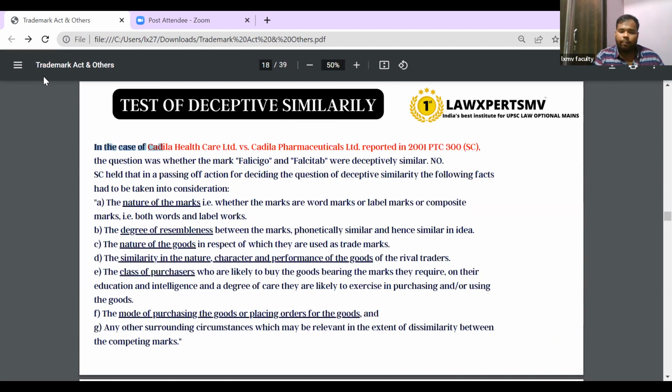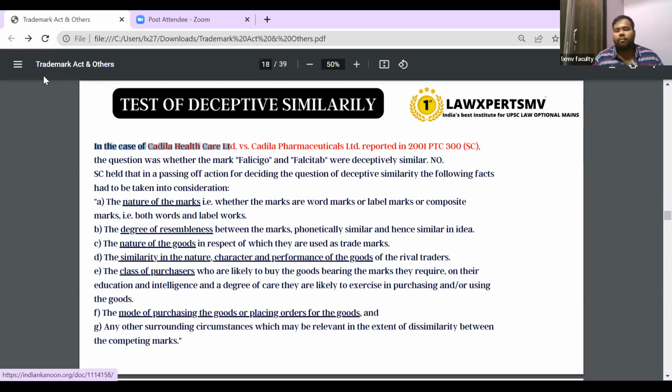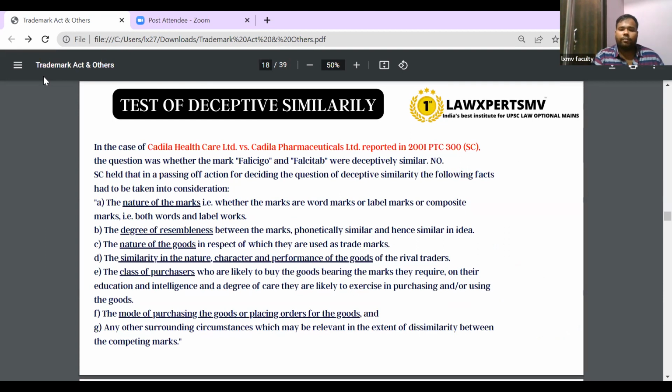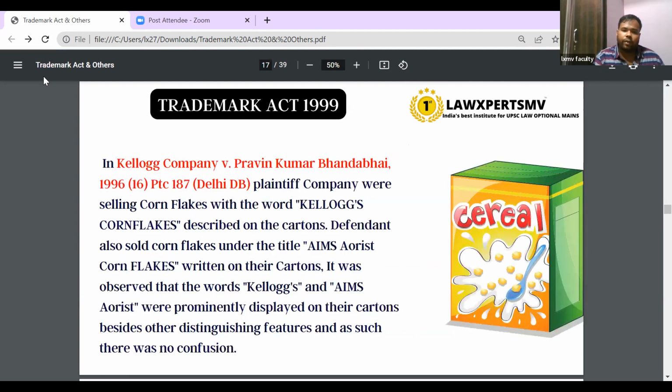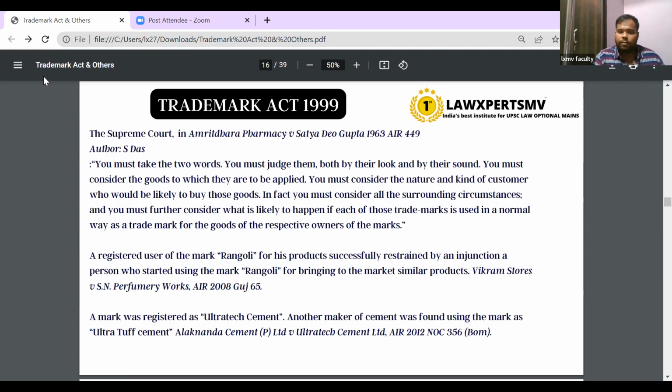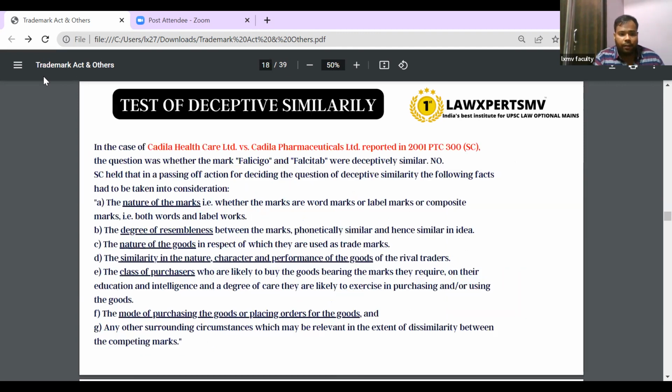So this is also a very important case, Cadila Healthcare versus Cadila Pharmaceutical case. The question was whether Falsigo and Falsitab were deceptively similar, and the court said that no, it is not similar. And while passing this judgment, once again it laid down another deceptive similarity test. So in this case also we have a particular test. This test is important. In that earlier case it was simply put. In this case it was properly given by the Supreme Court.